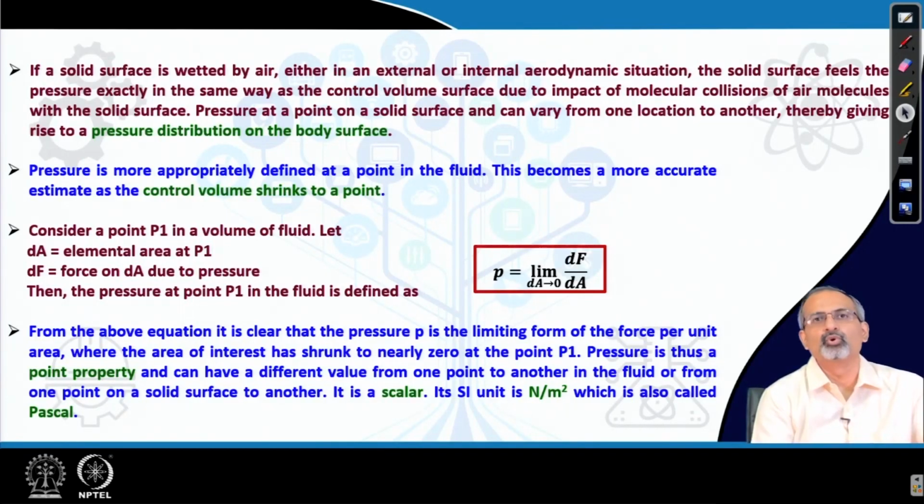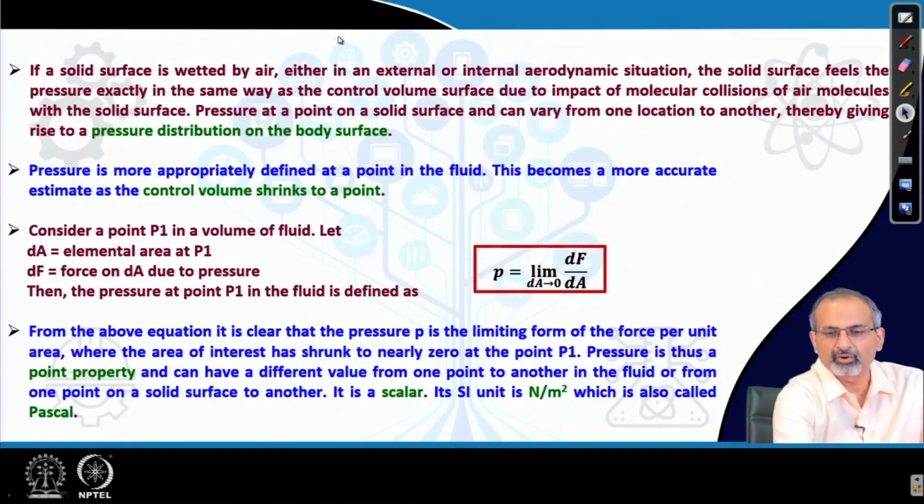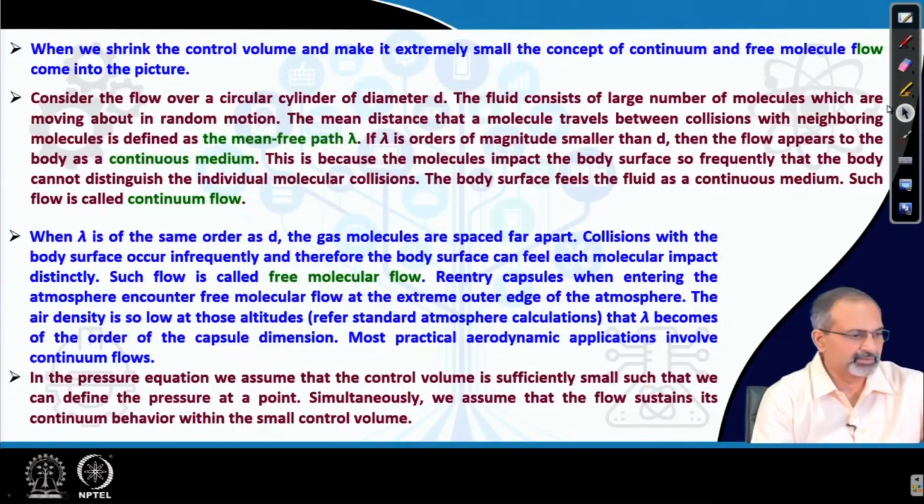there are as though no solid surfaces. But that does not mean that we cannot define pressure on a solid surface. So, when you immerse a solid surface into a fluid region, for example, you are introducing an airfoil, a wing or a cylinder or a building, any body of interest, then the solid surface gets wetted by the air which is flowing past it. This is of course when we are talking about an external aerodynamics problem.